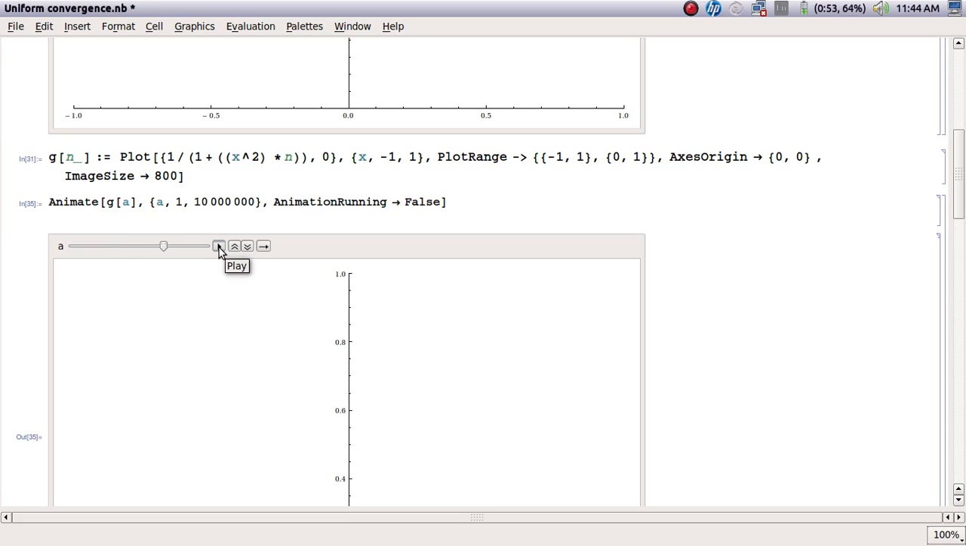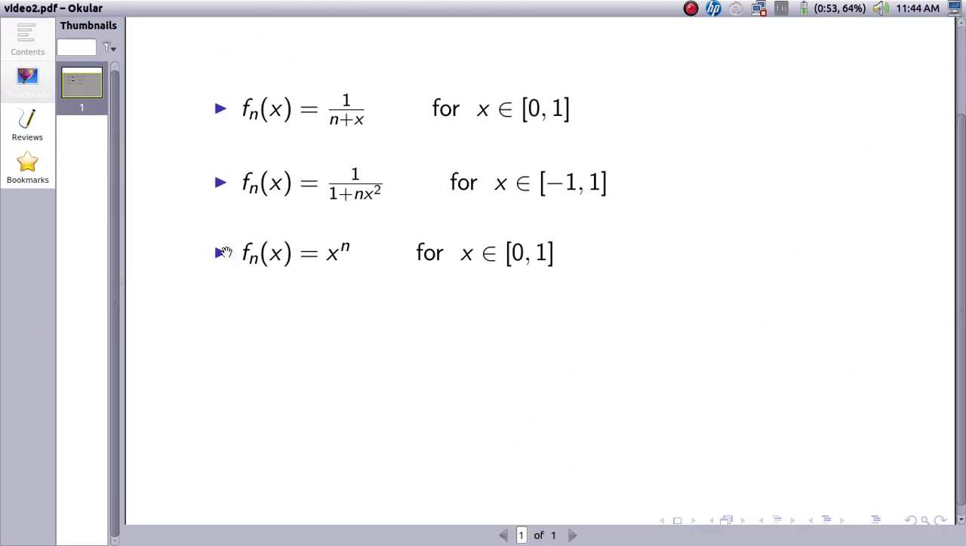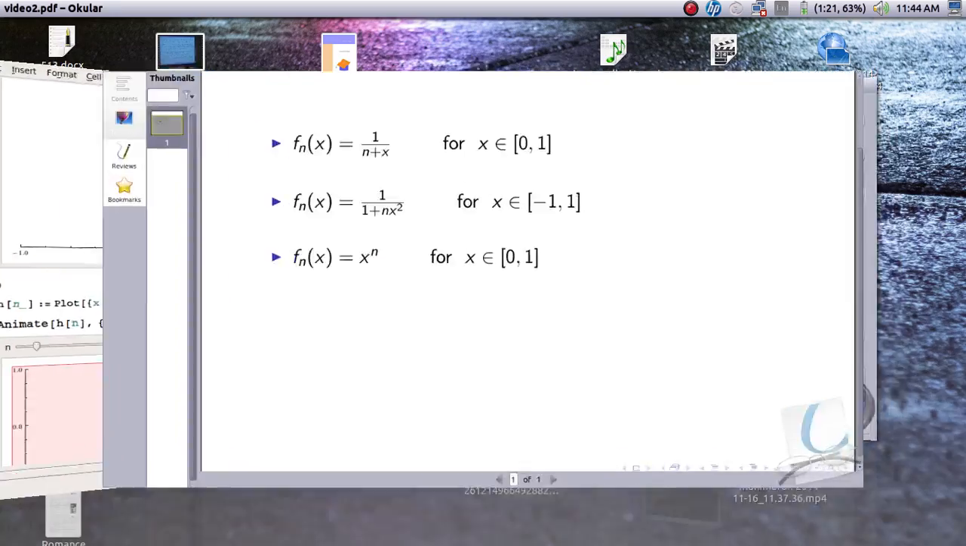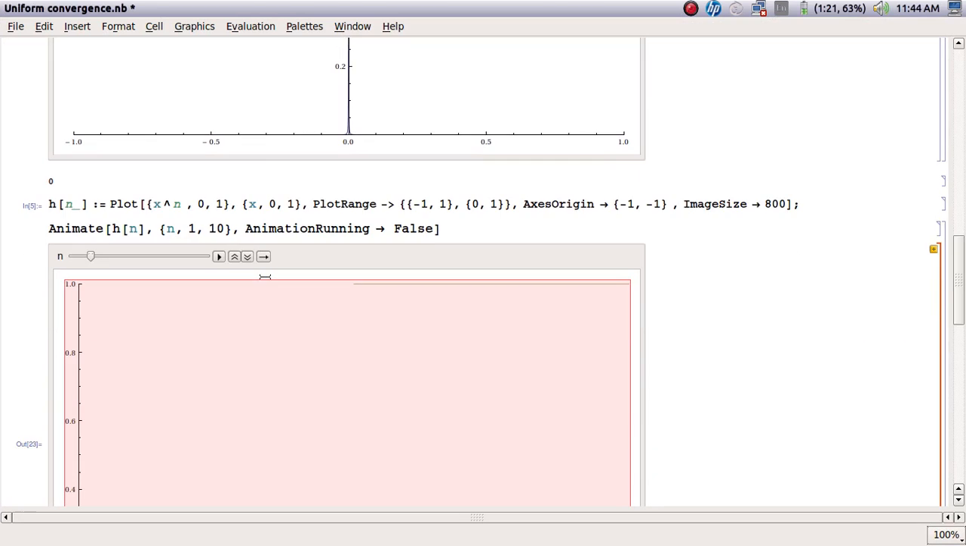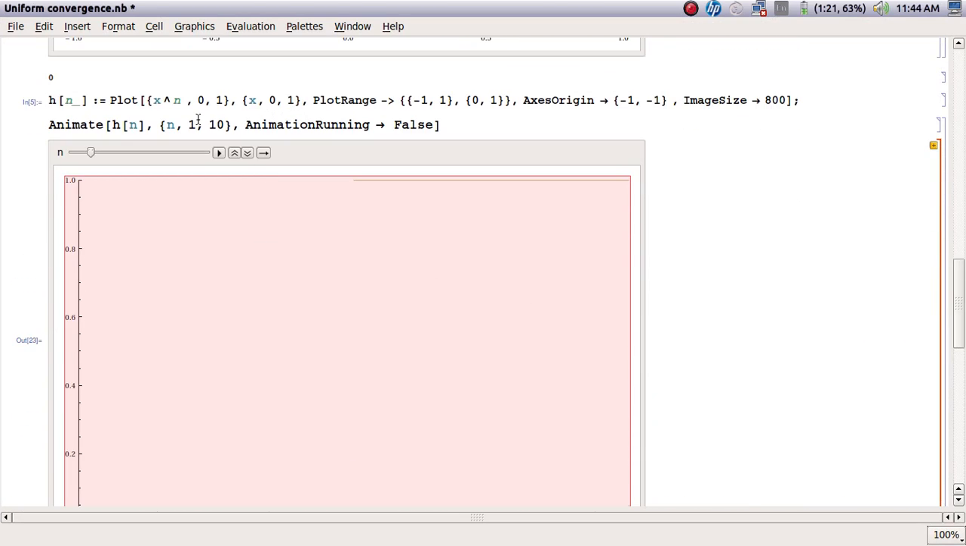Now we see the third function, fn of x equal to x power n, where x lies between 0 and 1. We know that on the interval closed at 0 and open at 1, it converges to 0. When x equal to 1, the function converges to 1. This is the function defined, with x between 0 and 1.